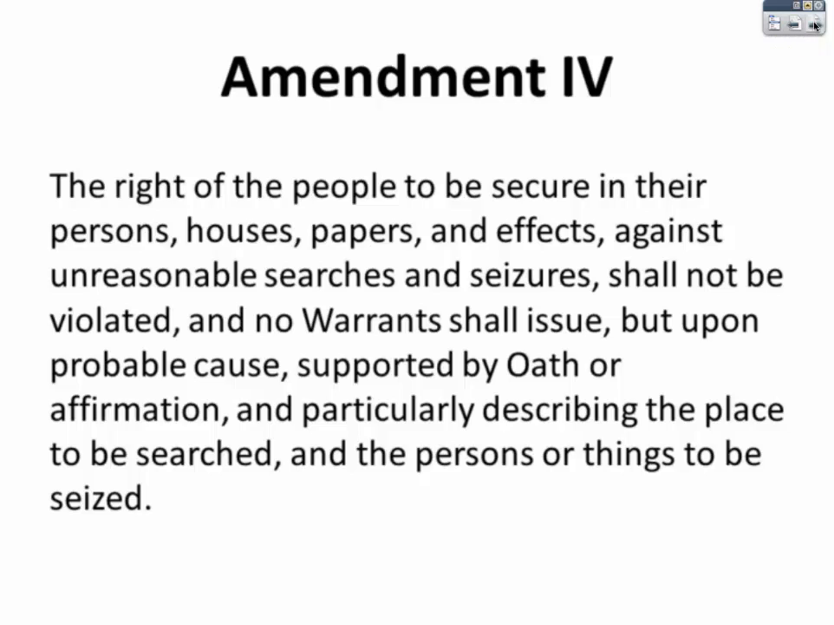Amendment 4. The right of the people to be secure in their persons, houses, papers, and effects against unreasonable searches and seizures shall not be violated, and no warrants shall issue but upon probable cause, supported by oath or affirmation, and particularly describing the place to be searched and the persons or things to be seized.